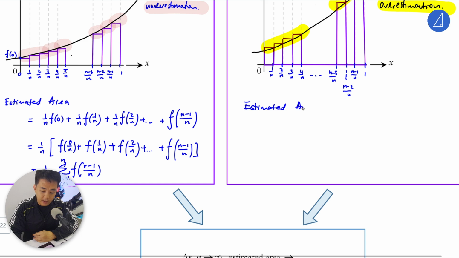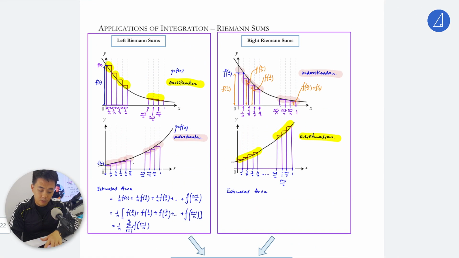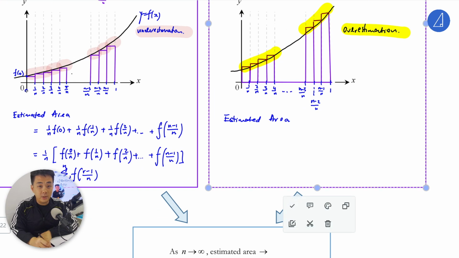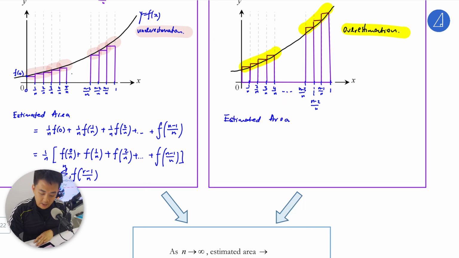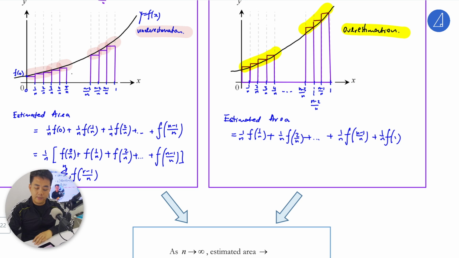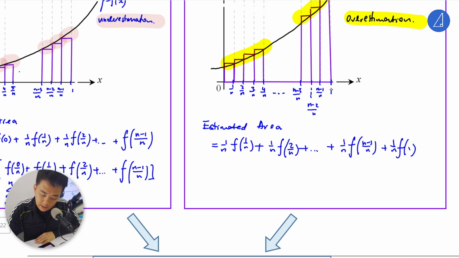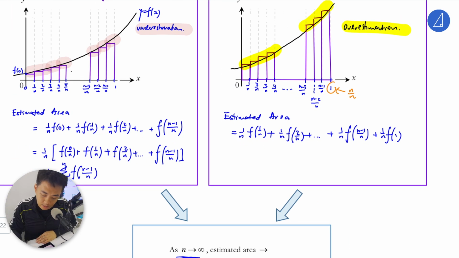So the estimated area for the right Riemann sum will be, instead of taking the left bound, which is 0, to determine the height, you take the right bound. So here what we get is 1/n f(1/n) plus 1/n f(2/n) all the way to 1/n f((n-1)/n), the height of the second last one, and then f(1), which you can see as f(n/n). So in this case, replace it out.